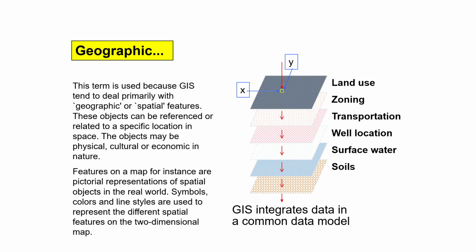And we can find or learn how these objects are interacting. Features on a map, for instance, are pictorial representations of spatial objects in the real world. Symbols, colors, and line styles are used to represent the different spatial features on the two-dimensional map.